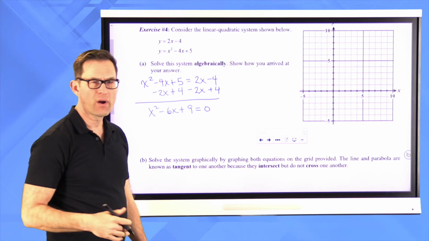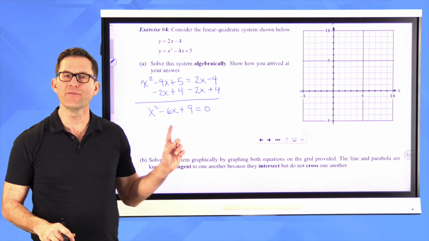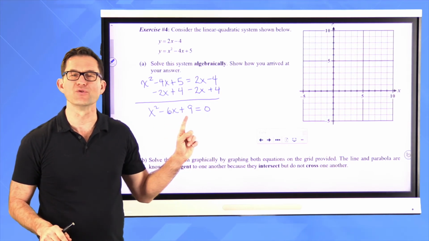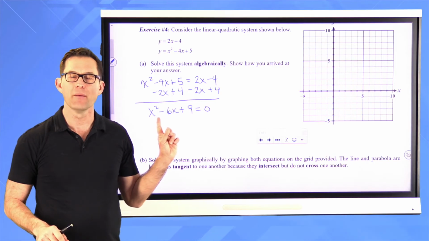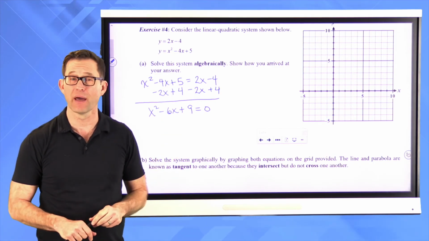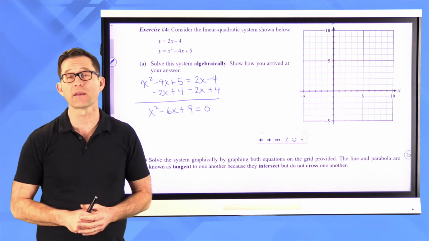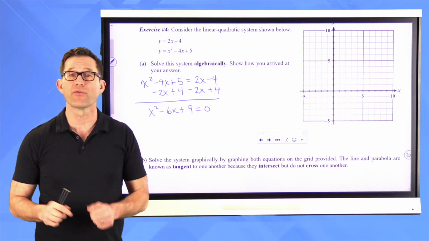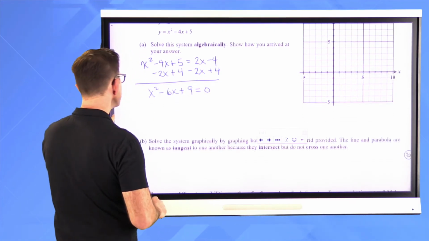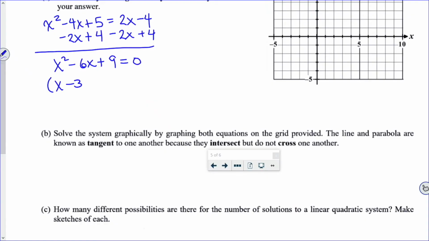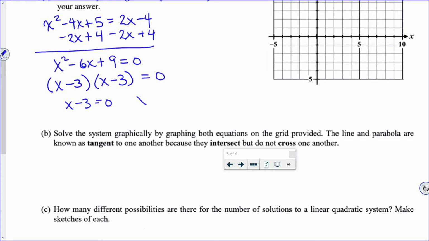Now, before I move on here, I need to factor this. I need to find two numbers whose product is positive 9 and whose sum is negative 6, which means both numbers have to be negative. And in fact, the two numbers are negative 3 and negative 3. Negative 3 times negative 3 is positive 9, and negative 3 plus negative 3 is negative 6. So this is a little bit of a strange situation because I get x minus 3 times x minus 3 is equal to 0, which means x minus 3 is equal to 0, or x minus 3 is equal to 0. So x is equal to 3, or x is equal to 3.